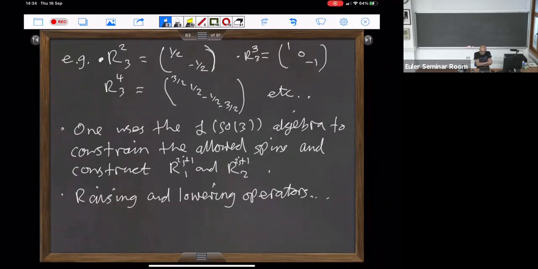Now, the way you get these spins is that you have to use the algebra in a clever way, and that way is what are called raising and lowering operators.